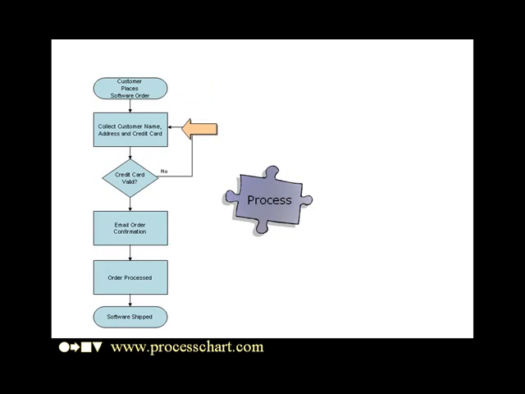Collect customer name, address, and credit card. Collected where? By whom? Is an employee even involved here? How do the orders come in? If they're coming in by phone, is there a standard form for capturing order information? Or is the information captured directly into a database or order system?